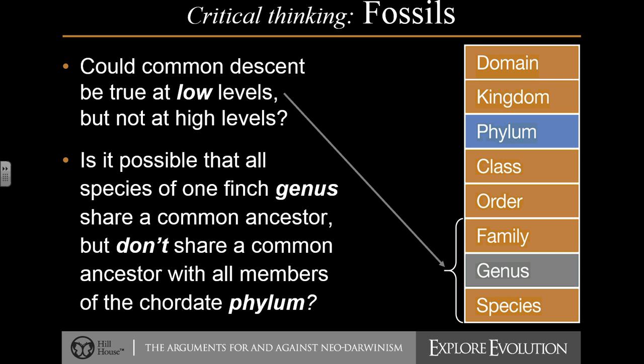And so as we look at the fossil record, it's interesting to question, could common descent be true at low levels? In other words, within families, within a genus, could there be new species formed? So again, imagine the finches. We're talking about new types of finches formed versus birds in general emerging out of something that was not bird-like at all. So is it possible that all species of one finch share a common ancestor, but don't share a common ancestor with all things that are chordates, or things that have a backbone?